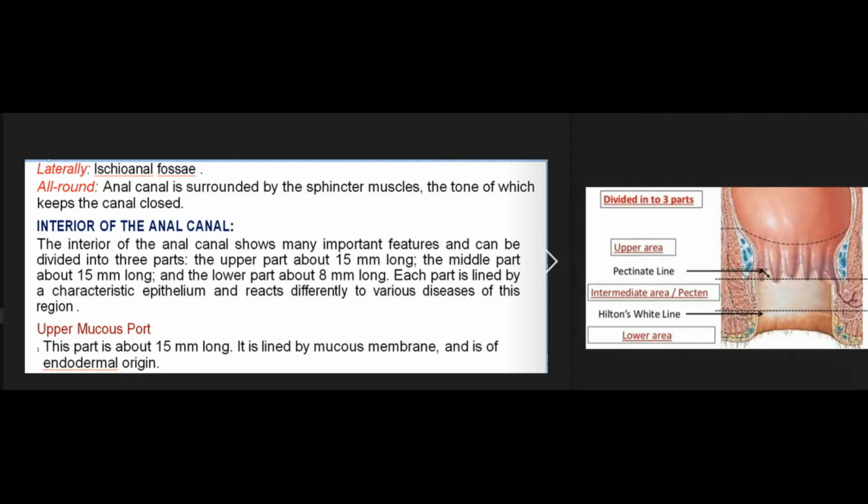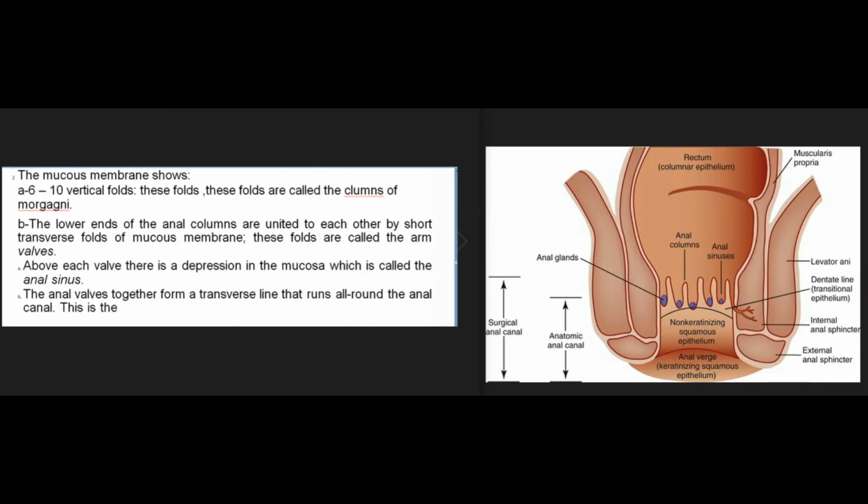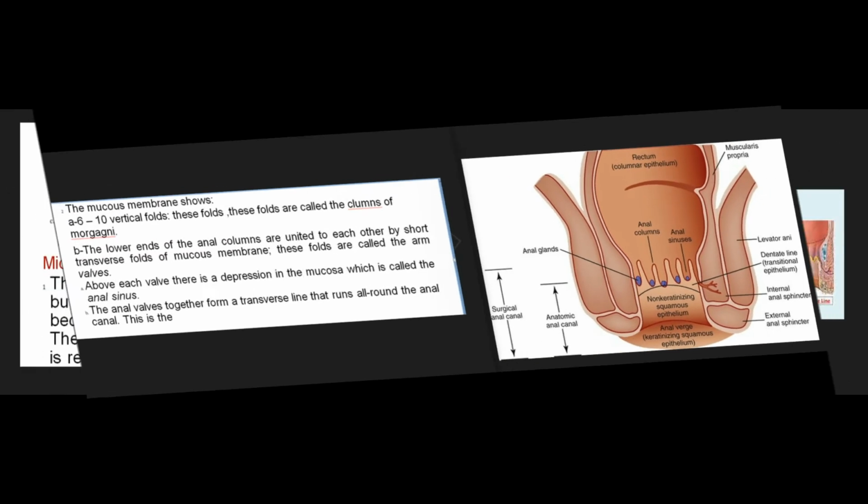Upper mucous part. 1. This part is about 15 mm long. It is lined by mucous membrane, and is of endodermal origin. 2. The mucous membrane shows, a. 6 to 10 vertical folds. These folds are called the anal columns of Morgagni. b. The lower ends of the anal columns are united to each other by short transverse folds of mucous membrane. These folds are called the anal valves. a. Above each valve there is a depression in the mucosa which is called the anal sinus. b. The anal valves together form a transverse line that runs all round the anal canal.